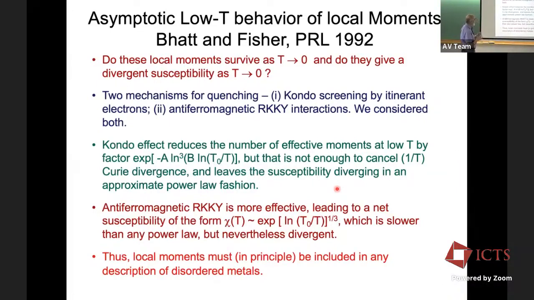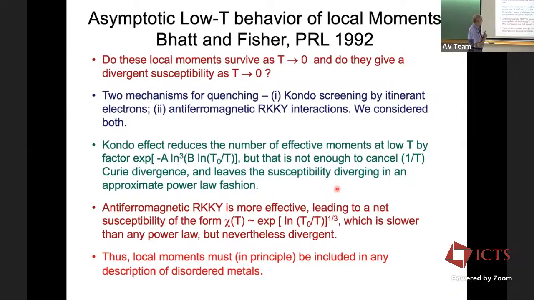In that version, I basically said that the Kondo effect reduces the number of effective moments at low temperatures by a factor that turns out to be small in three dimensions, but that's not enough to cancel the 1/T coming from the local moment. And so in the end, the susceptibility diverges approximately in a power law fashion. If you do the same kind of treatment for the RKKY interactions, it's more effective, but still isn't enough to quench the susceptibility. You get a form of the susceptibility at low temperature that's slower than any power law, but nevertheless, it's divergent at zero temperature.